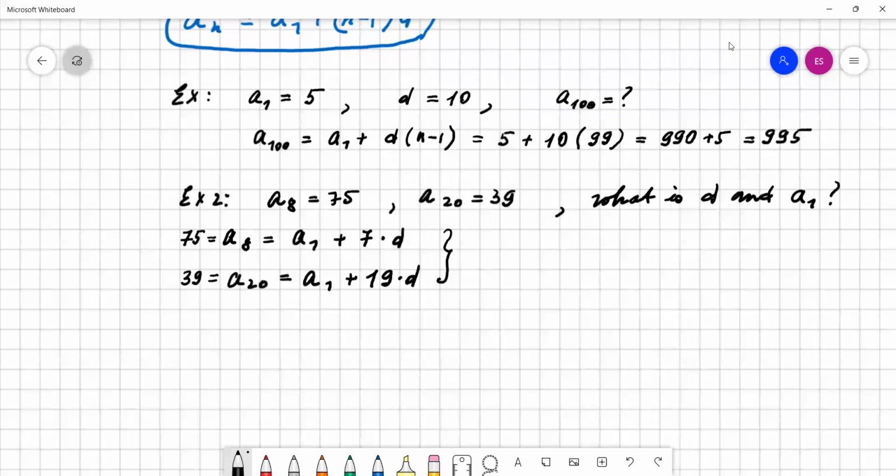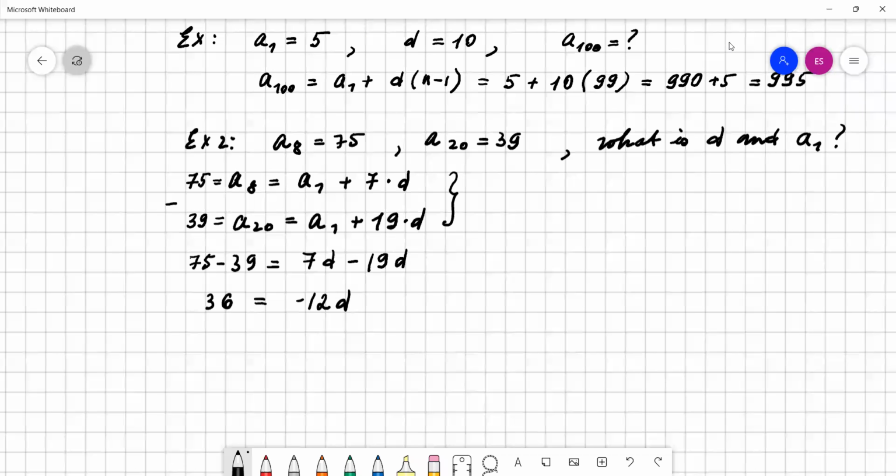They are linear equations. For example, we can just subtract the second equation from the first. So we have 75 minus 39 equals, if I subtract A1 from A1, it disappears, and 17D minus 19D. Well, let's just do calculations. So we have 36 on this side. And on this side, 19 minus 17 is... well, it's minus 12D. From where, dividing by minus 12 both sides, we get that D equals minus 3. So we found our D.